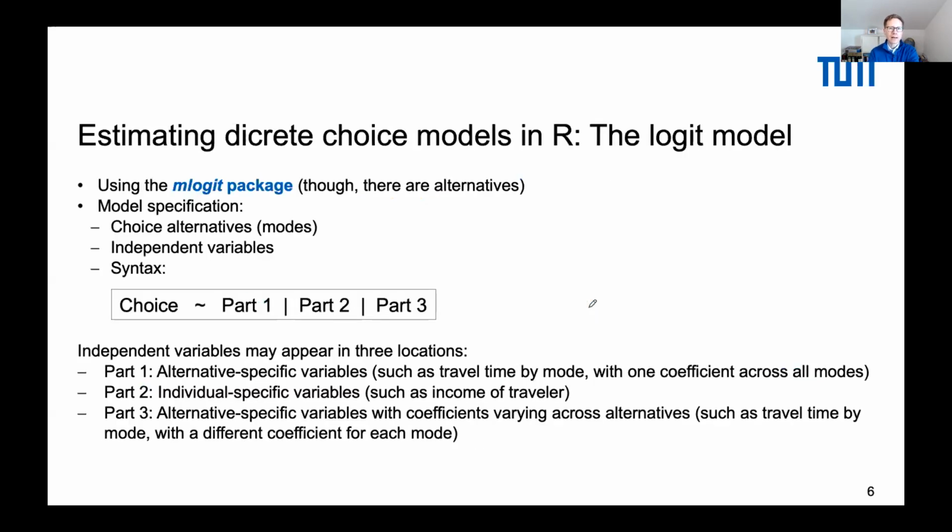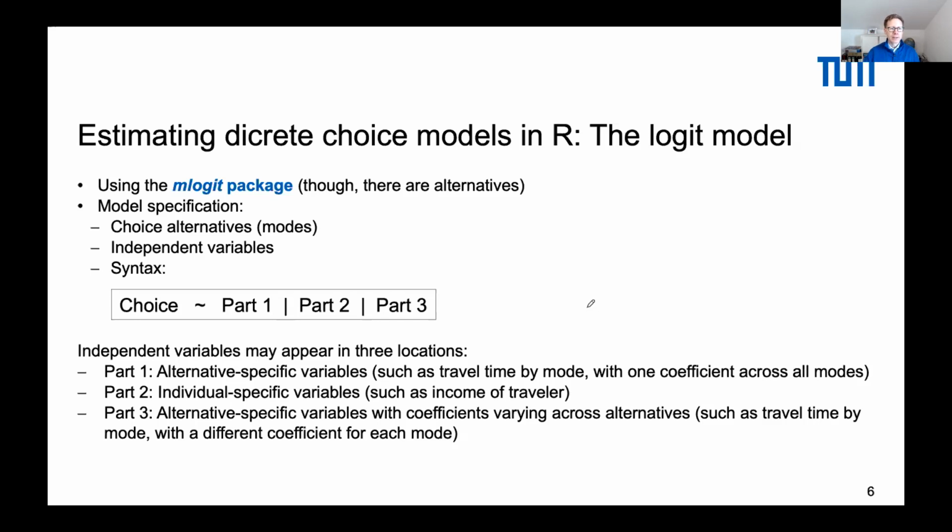Now, how do we do this in R? In R, there's a package called the mlogit package. This is the most common package that is used for discrete choice estimation. There are other packages, and very popular right now is the Apollo package, but it's a little bit more involved to use, so I didn't want to go into this here. So we work with the mlogit package because there's a lot of documentation on it out there on the web, and it's relatively easy to use.